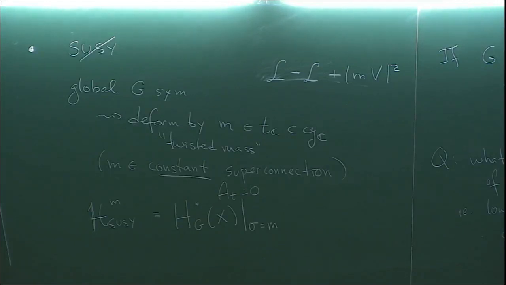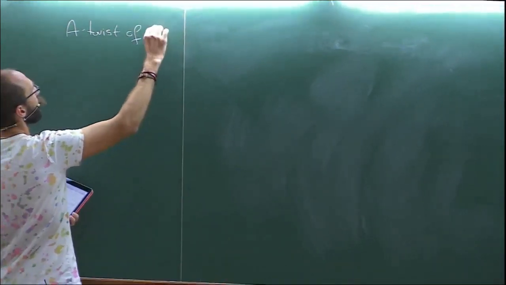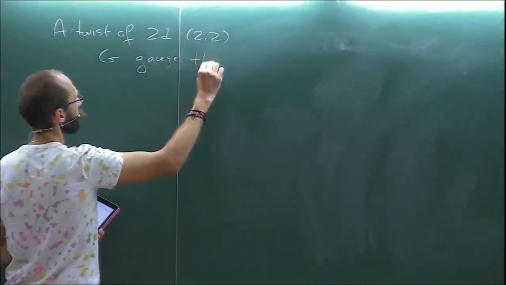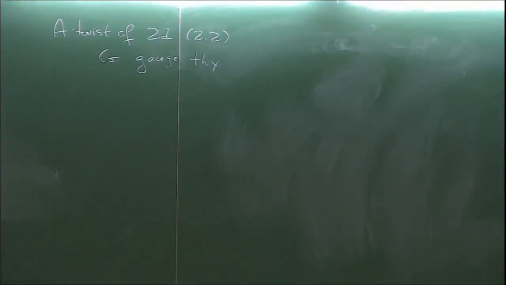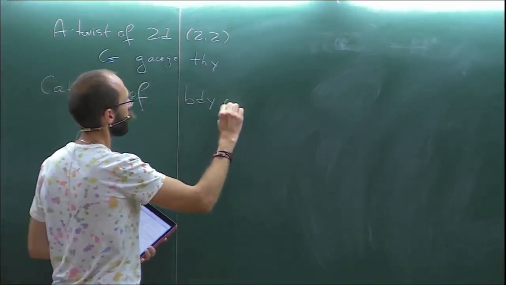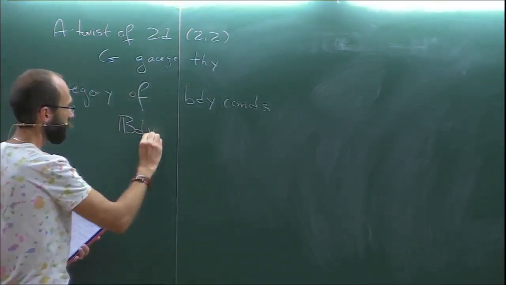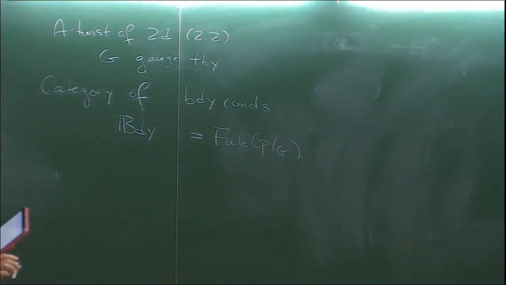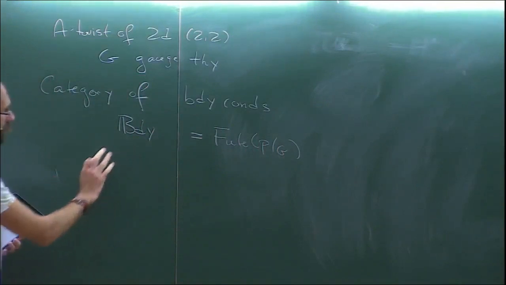This story all has a nice explanation in 2 dimensions. So I want to consider the A-twist of 2D (2,2) G-gauge theory. This theory has a category of boundary conditions. I'll just call it Boundary, which is the thing that morally should be thought of as the Fukaya category of point mod G. But I'm going to construct this category.